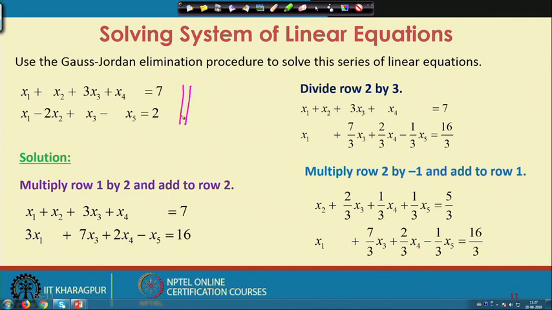First, we multiply row 1 by 2 and add to row 2. If we do that, you obtain this. Next, we divide row 2 by 3. You obtain this, and then multiply row 2 by minus 1 and add to row 1.